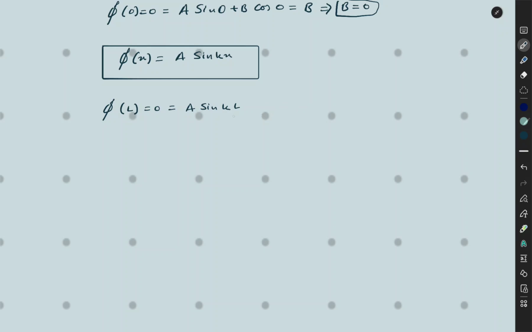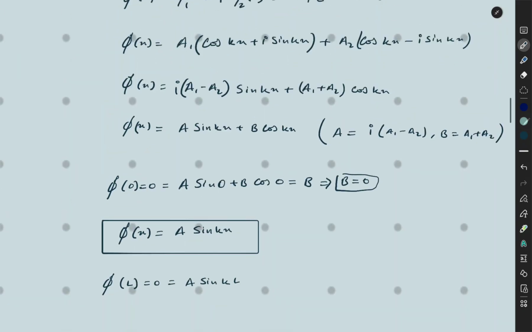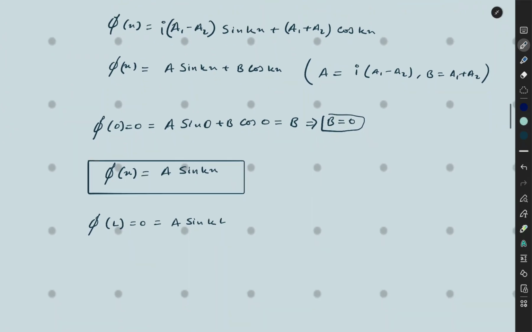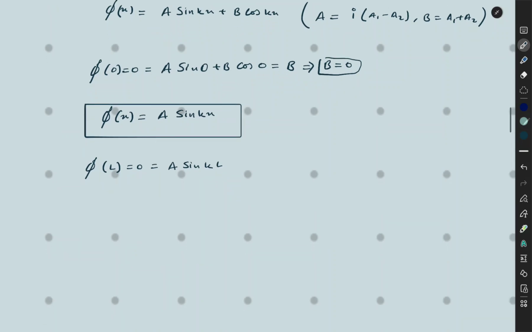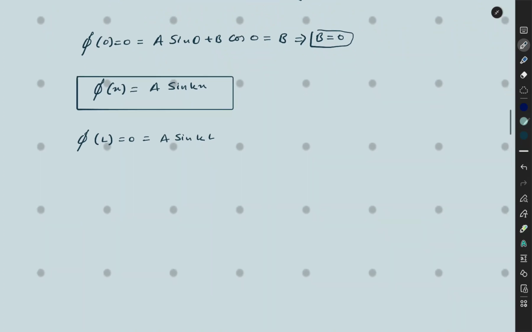Here you can see that L is not equal to 0, and k cannot be equal to 0, because if k becomes 0, then our whole function becomes a trivial solution. And A is certainly not equal to 0, because then it is a trivial solution as well. Therefore the sine function, sin of kL, should be equal to 0, which means kL should be equal to n pi.